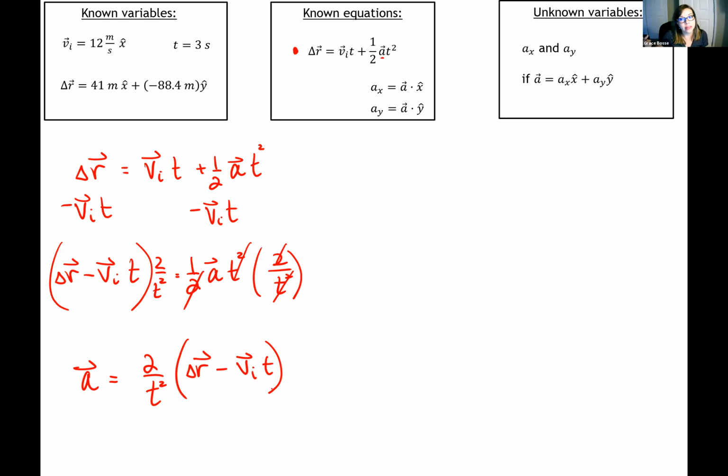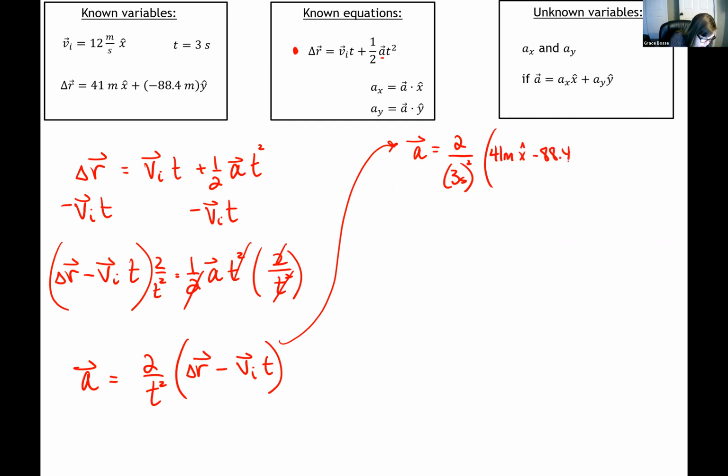Once I get that a vector, then I can get the scalar components out of it. So let's keep on going. Now we're going to plug in, solve and evaluate. So we're going to start plugging in our known variables. My vector a is 2 over t squared. t was 3 seconds. All right, delta r is 41 meters x hat minus 88.4 meters y hat. And then from that, I'm going to subtract vi times time. So vi was 12 meters per second x hat, and that's going to get multiplied by the 3 seconds.